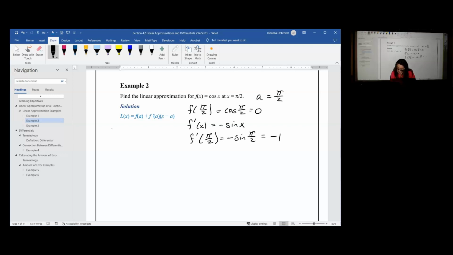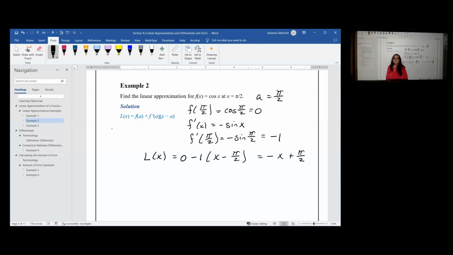And this comes out to be negative 1. I'm now ready to write the linear approximation function. L of x is equal to 0 minus 1 times x minus pi over 2, or in other words, negative x plus pi over 2.